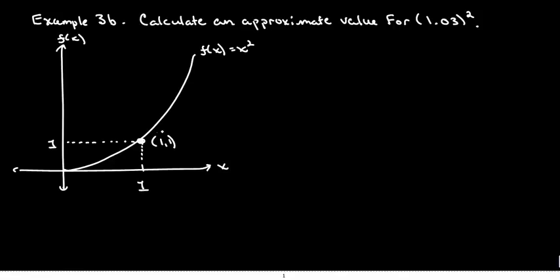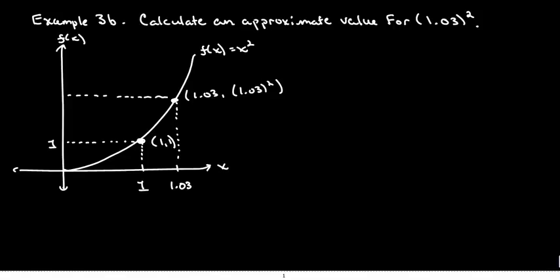Now I'm going to scale this here. The scale's not going to be perfect. I'm going to change the scale in between these just because I want a little bit of space. I know that if I take 1.03 and plug that into the function, I'll get a height of 1.03 squared. Now we're going to approximate this value.